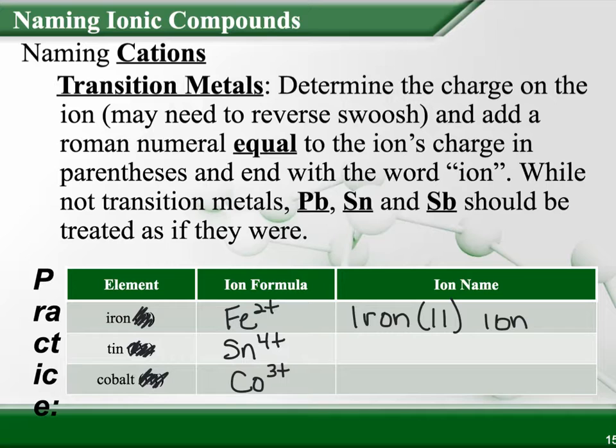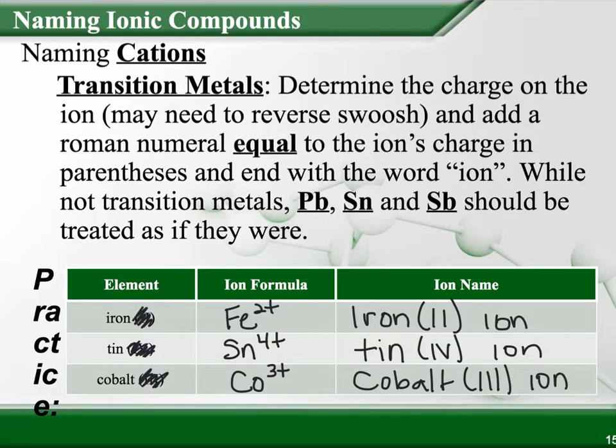And then for tin, we see that it has a 4+ charge, so we'll use the Roman numeral 4 and add the word ion. And then we have cobalt, and the charge for cobalt is 3, so we'll use the Roman numeral 3 and add the word ion.